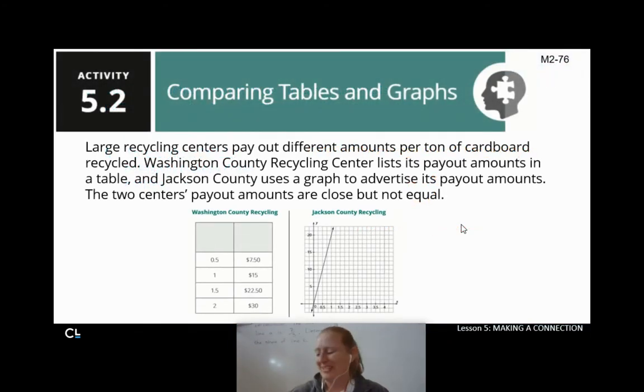Let's shift it up a bit. You're sick of those. Let's shift it up a little bit. Large recycling centers pay out different amounts per ton of cardboard recycled. The Washington County Recycling Center lists its payout amounts in a table. So here's our lovely table. And Jackson County uses a graph to advertise its payout amounts. The two centers' payout amounts, they're close, but they're not equal.